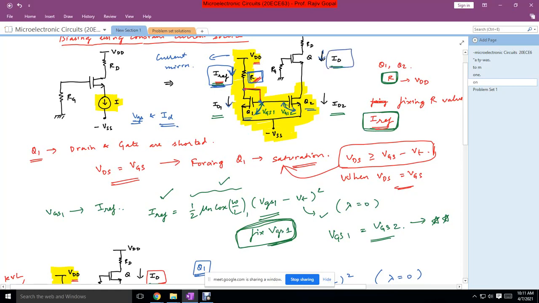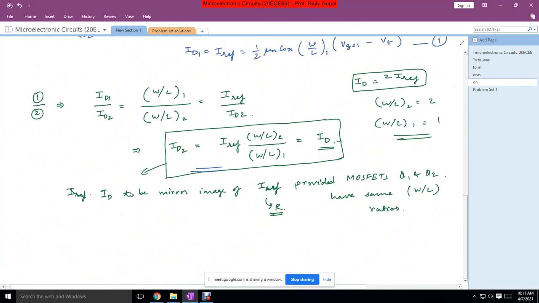The final drain current flowing through your actual amplifier, so this is your actual amplifier, will be the same as I reference. It will be a mirror of I reference. Again, mirror means it can be a scaled-up or scaled-down version. All right, so with this we finished biasing.